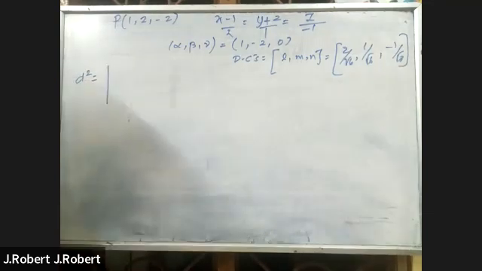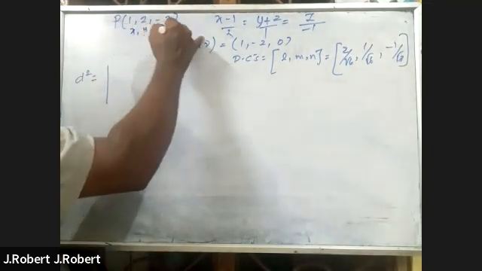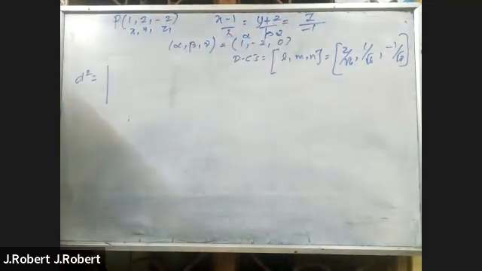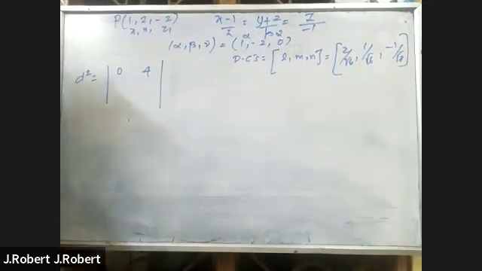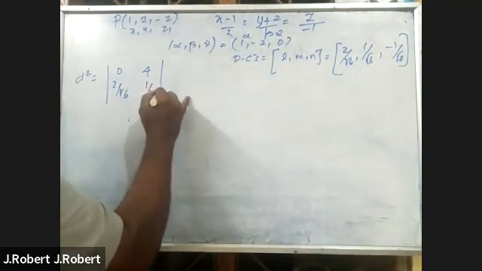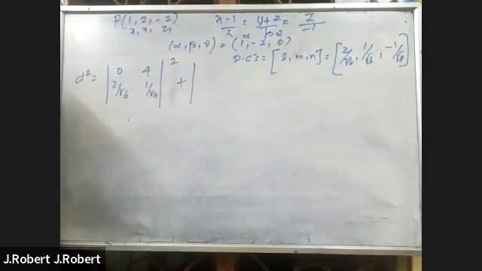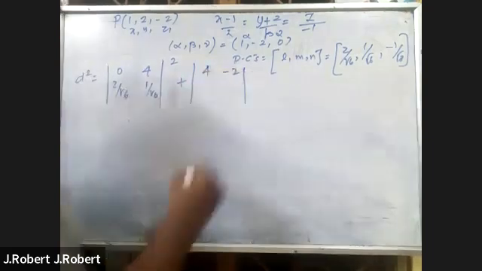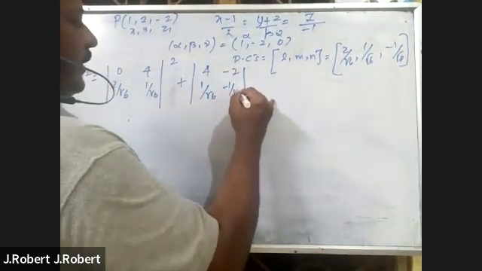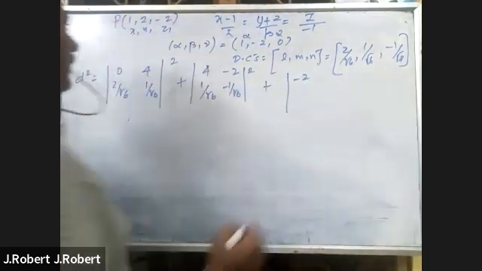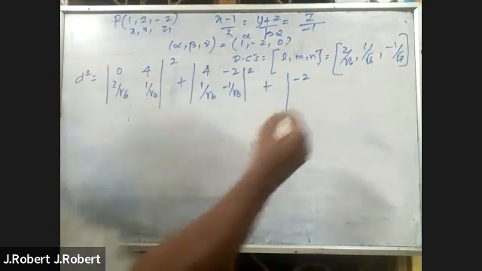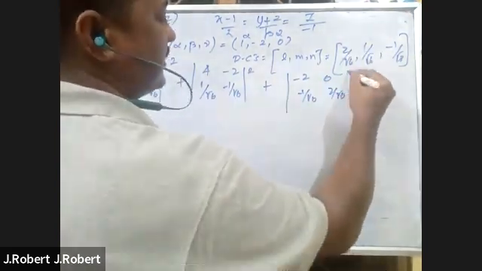Formula: d square equals the determinant of x1 minus alpha, y1 minus beta. This is x1, y1, z1. This is alpha, beta, gamma. 1 minus 1, 0. Okay? 2 minus 2, 4. l, m, n: 2 by root 6, 1 by root 6, the whole square. Plus next one, 4 minus 2 by, 1 by root 6, minus 1 by root 6, the whole square. Plus next, minus 2, 0, minus 1 by root 6, 2 by root 6, the whole square.